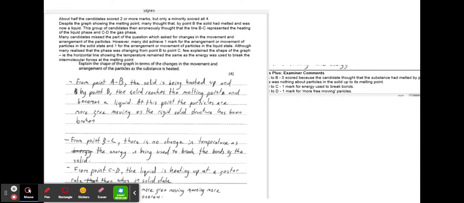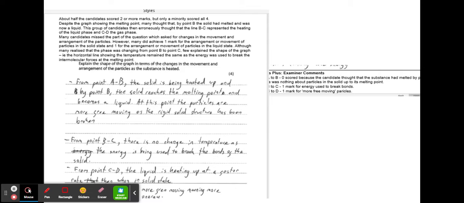So if we look at some example answers here, it says from point A to B, the solid is being heated up, and by point B, the solid reaches the melting point and becomes a liquid. At this point, the particles are more free moving as the rigid solid structure has been broken. From B to C, there is no change in temperature as the energy is being used to break the bonds as a solid. And from point C to D, the liquid is heating up at a faster rate than the solid, meaning they're more free because they've got more energy.